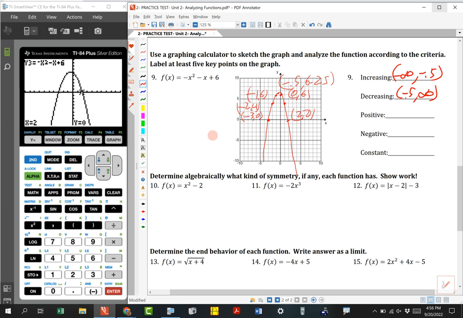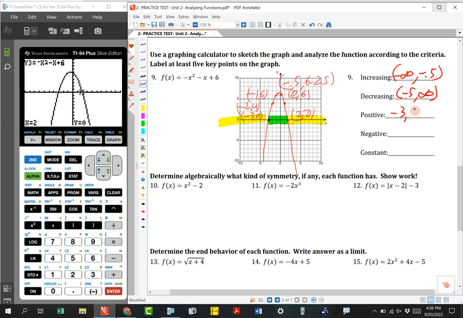Then we change tack a little bit. This says, where is it positive? Well, it's positive in between the two of these. Where is it above the x-axis is another way to answer that. And then where is it negative? Well, it's negative over here and it's negative over here. So it's positive between these two x-intercepts.